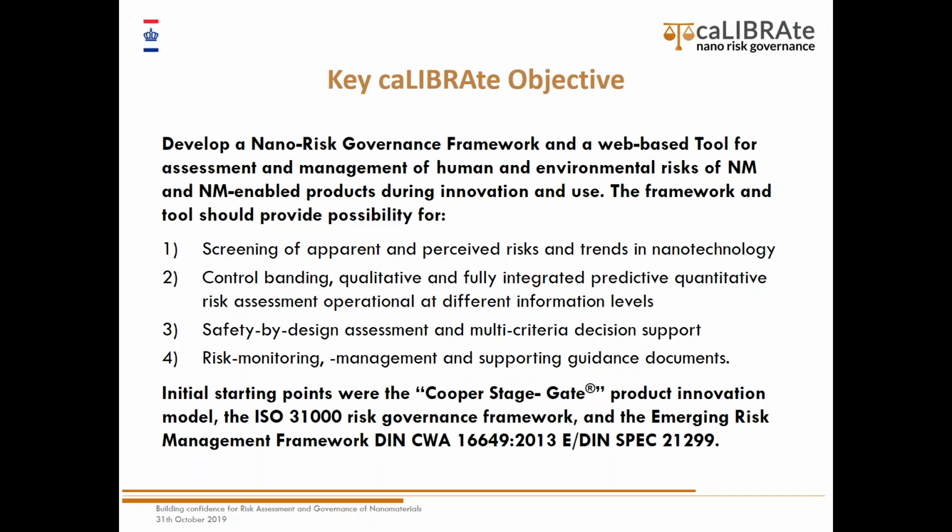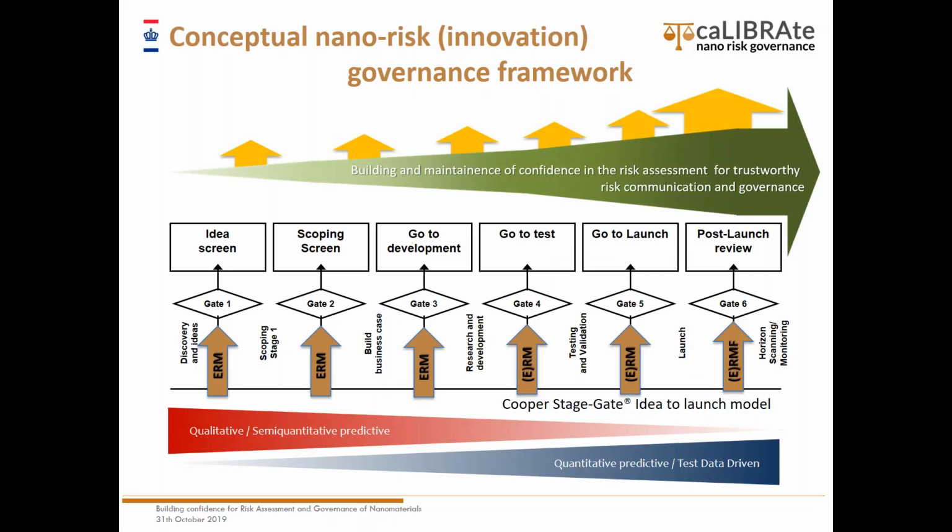So if you go back to the conceptual thought in our project, we wanted to combine the innovation funnel, which is shown here by a stage-gate model where you have a discovery and idea in the beginning, and then you go through different gates where decisions are made whether your innovation project is going to continue till the end to be launched on the market, and finally with monitoring during a post-launch review. In between each of these gates, we have different project stages or phases. So we have discovery and ideas, scoping, building a business case, research and development, testing and validation, and launch, and then the monitoring phase.